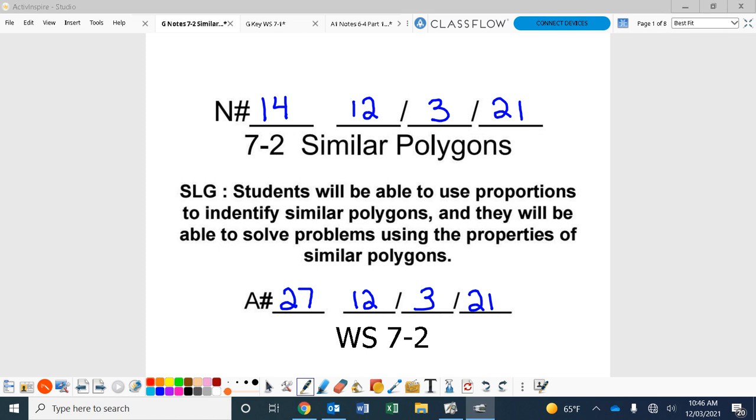time. Guys, when you see a picture of somebody, that picture is not the actual size of the person 99% of the time. So most of the time when you see a picture, it's going to be smaller than the actual whatever they're taking a picture of. That means that it's scaled down to a smaller size. It is the same shape, but it is a different size. So that's the whole idea behind similar polygons.